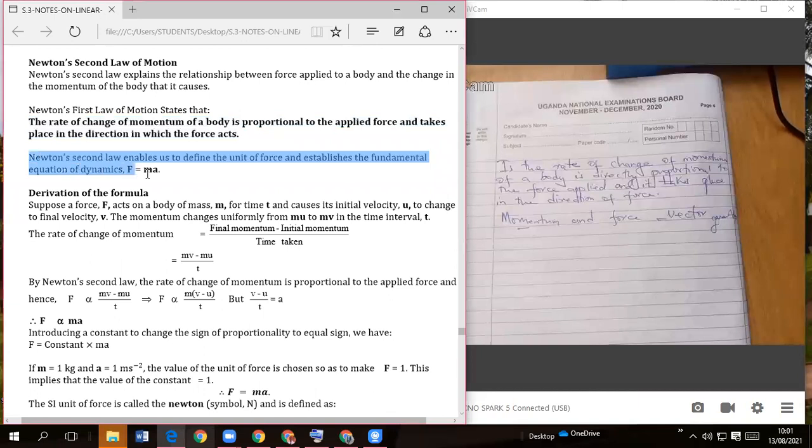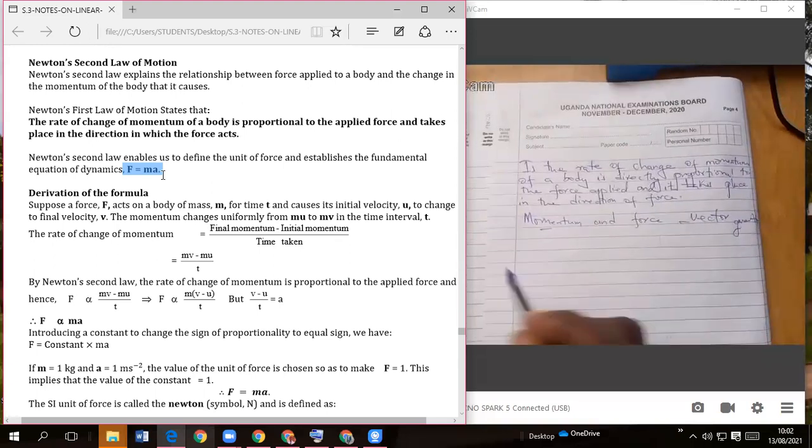So Newton's second law of motion enables us to define the units of force and establish the fundamental equation of dynamics. That equation we have just derived. Have you seen how we derived it? Is there any question about how we derived that formula? We have understood how we derived that formula, right? Good.